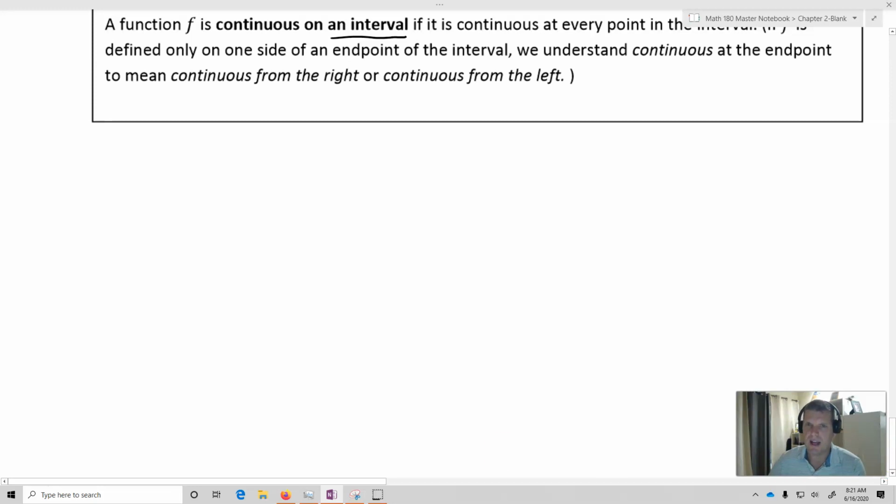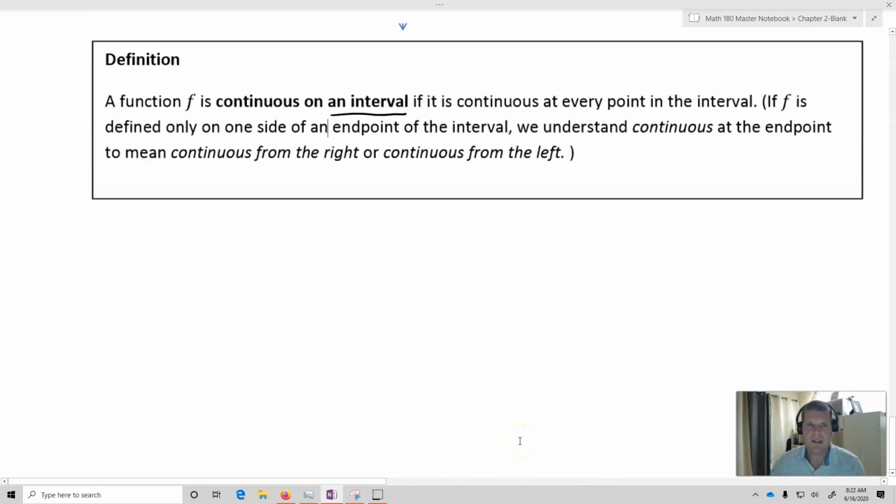So we've got our definition. A function is continuous on an interval if it is continuous at every point in the interval. If f is defined only on one side of an endpoint of the interval, we understand continuous at the endpoint to mean continuous from the right or continuous from the left. And I'll show you what I mean by that in just a second.